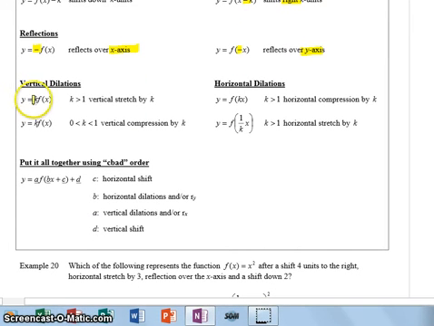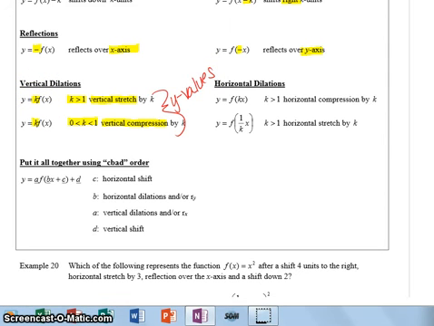We said if there is a number greater than 1 outside of the function, it was a vertical stretch. If there's a number on the outside between 0 and 1, that's called a vertical compression. Vertical dilations are with y values only. So you would be multiplying or dividing that number on the outside for the stretch or the compression to the y values only. And then day 4 was the horizontal dilations.